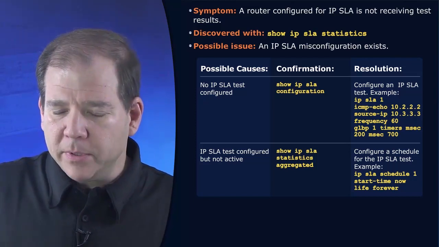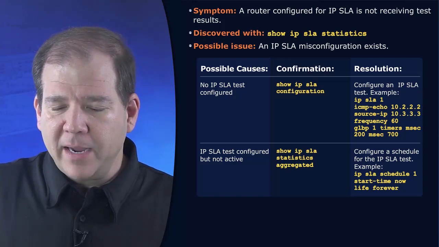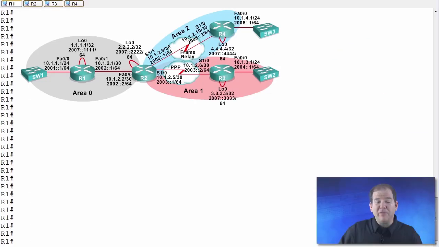However, what happens, or what should we look for if IP SLA is not behaving as expected? Well, in this topology, we're going to be in router R1, and let's imagine that we're trying to troubleshoot what we think should be a valid IP SLA configuration. One issue that we might have is simply that the IP SLA job is not scheduled, or it's not even created. Let's take a look.